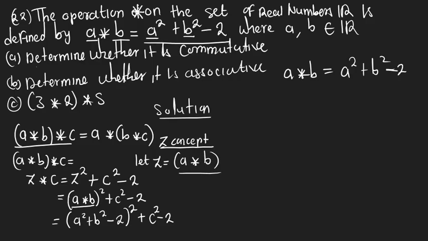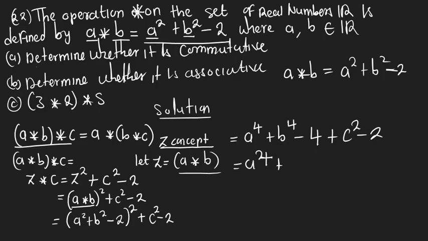So, from here, we are going to have something like this. It will be A to the power 4 plus B to the power 4 minus 4 plus C to the power 2 minus 2. So this can also be written as A to the power 4 plus 4 plus B to the power 4 plus C to the power 2, then minus 6.